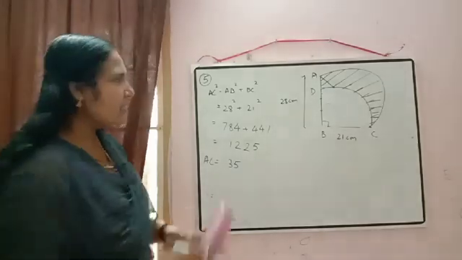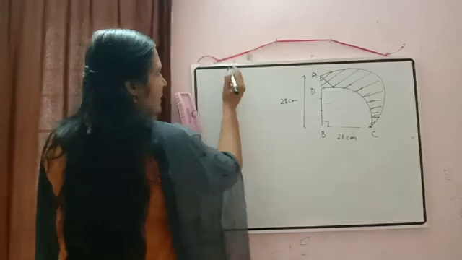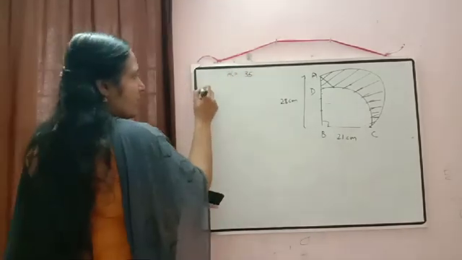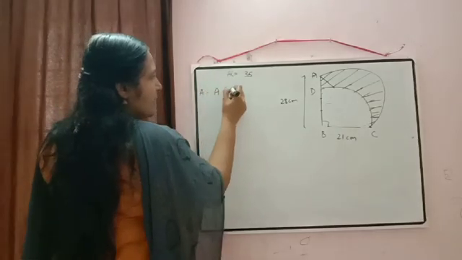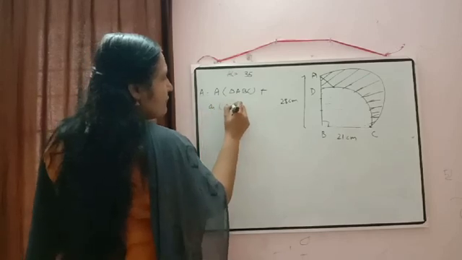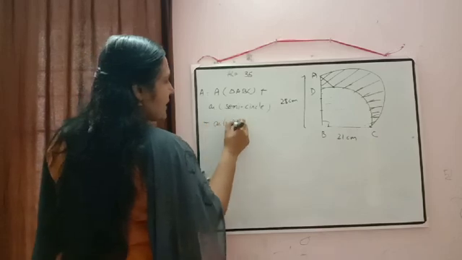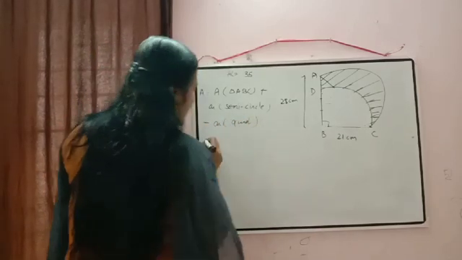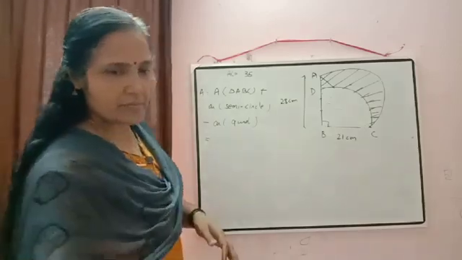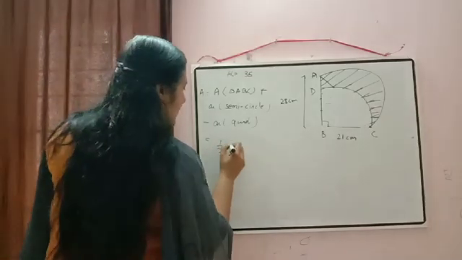So just write down there, area of shaded region is equal to, AC we got 35. So I am writing here, AC is equal to 35. So area of shaded region is equal to area of triangle ABC plus area of semicircle, and from that we are subtracting the area of quadrant. Okay, so area of triangle ABC, which type of triangle is that? Right triangle. So we can use the formula half into base into height.